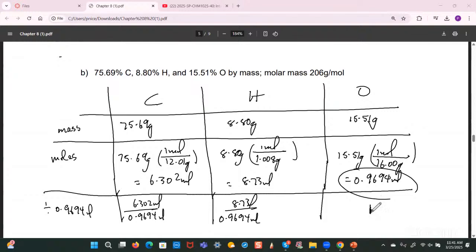So 6.302 divided by 0.9694. According to my calculation, this would be equal to 6.500. And then 8.73 divided by 0.9694 is going to give you, according to my calculations, 9.01. All right. Okay. So at this stage, what would be your next step?